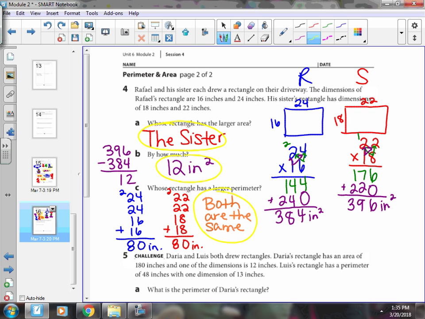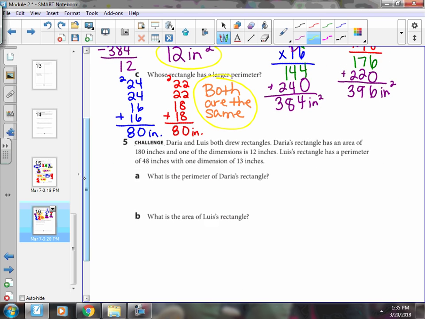And finally, number 5, the challenge. Daria and Lewis both drew rectangles. Daria's rectangle has an area of 180, and one of the dimensions is 12. Lewis's rectangle has a perimeter of 48, and one of the dimensions is 13. What is the perimeter of Daria's? What's the area of Lewis's? Let's just focus on Daria, okay?